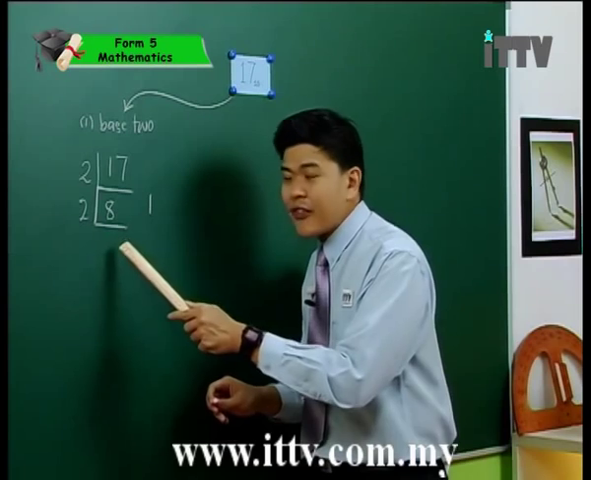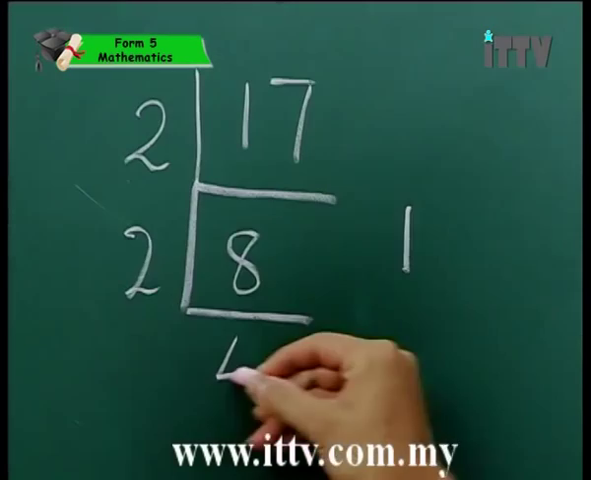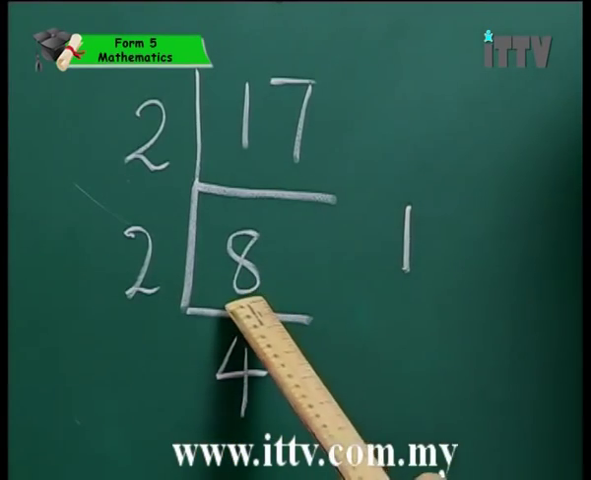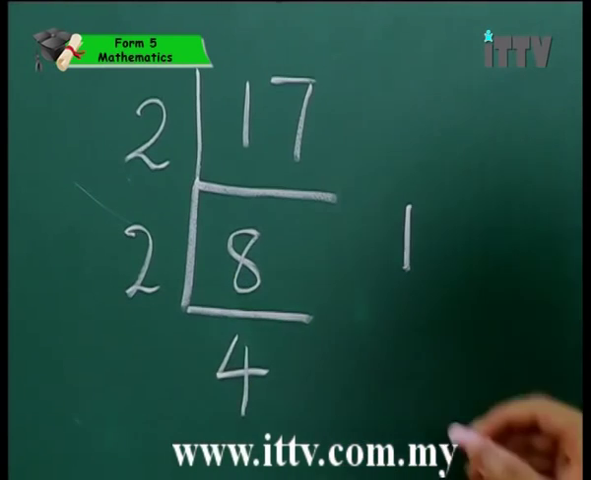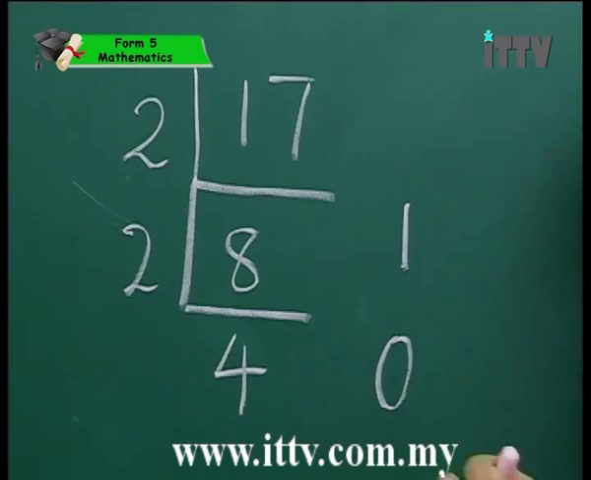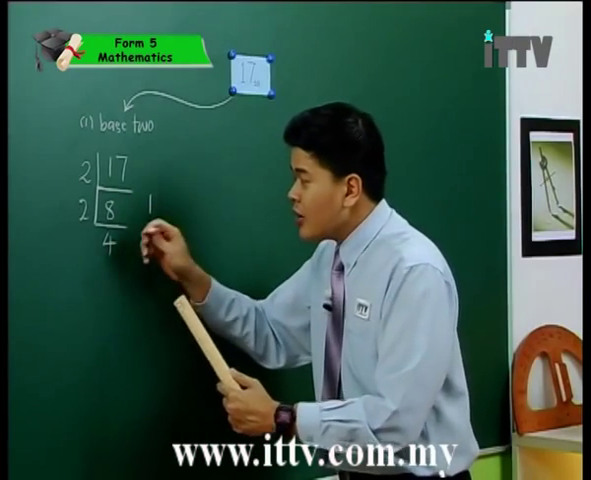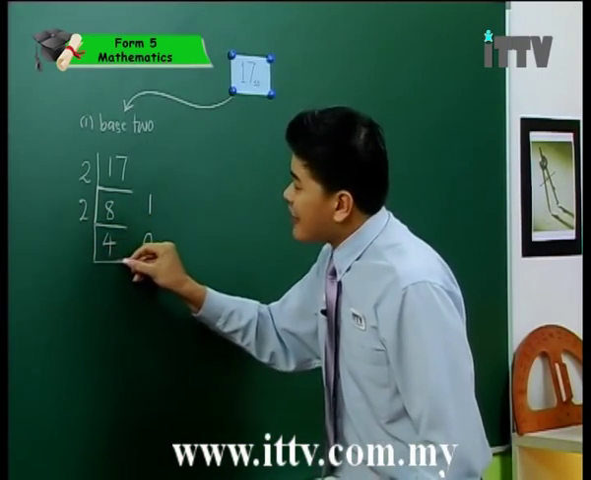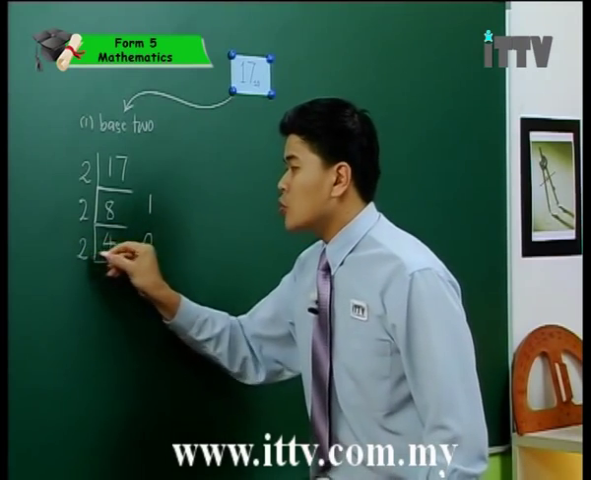Now we have a nice number. 4 multiplied with 2 gives me 8, and we have no remainder, so write it right here. Apply and repeat the same process, same thing all the way. Now divide it again with 2.